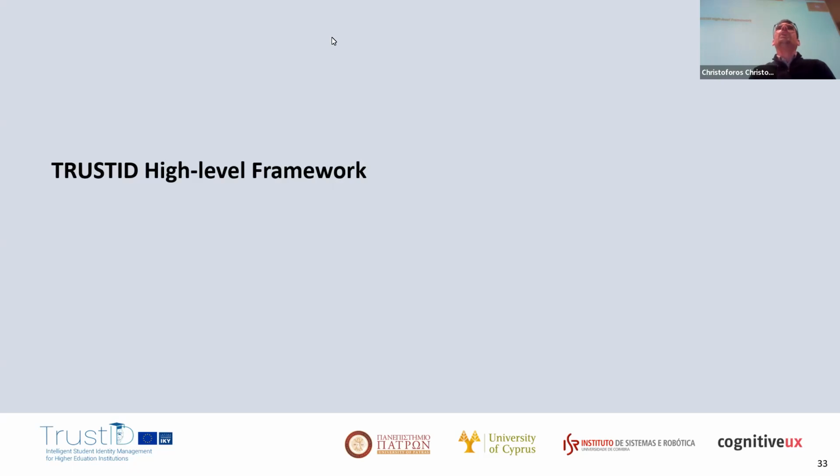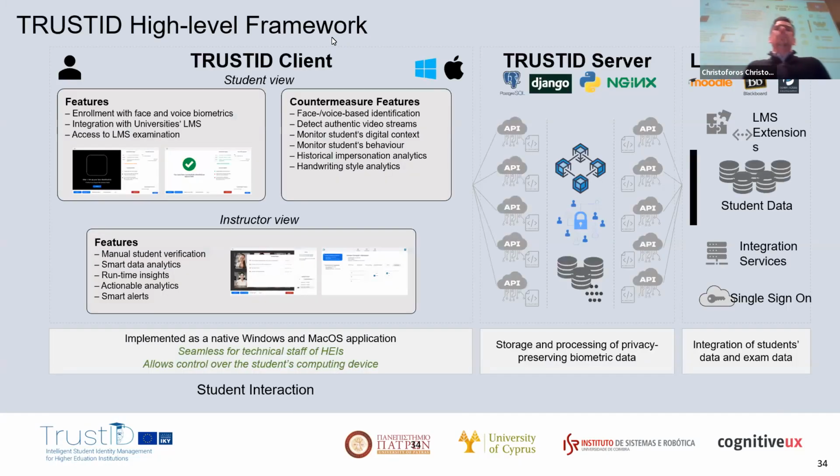So since you are computer science students, now we will show some more technical information about the implemented solution. So the high level framework consists of a few components. First, on the left side of the screen, we have the TRUSTID client, which is an application that is developed in both Windows and macOS, as macOS and Windows native application. So this client application can be used by both the students and the instructors.